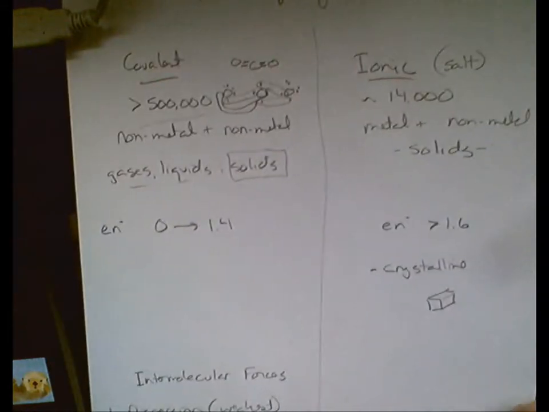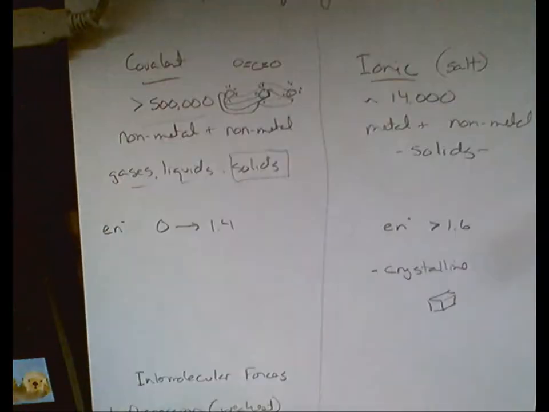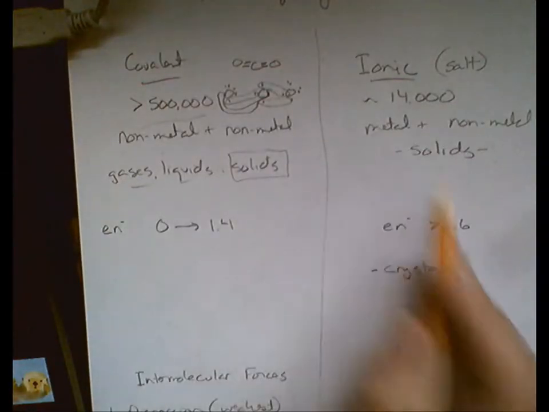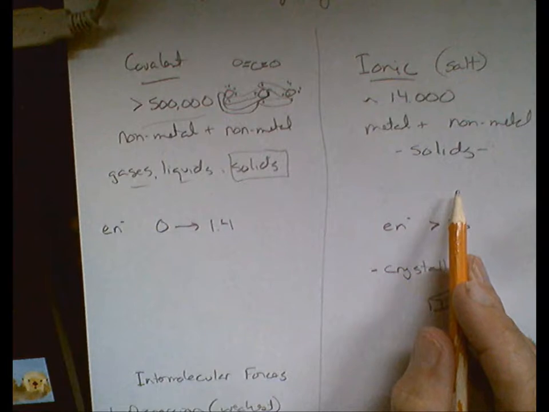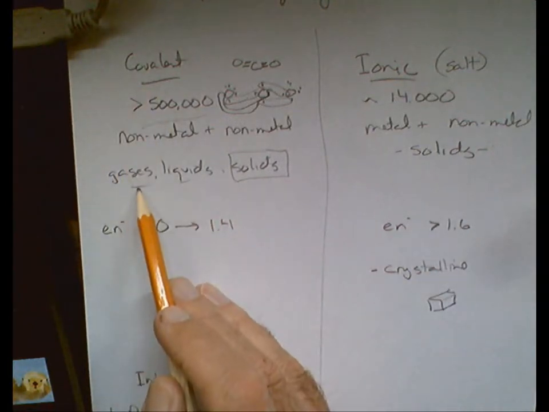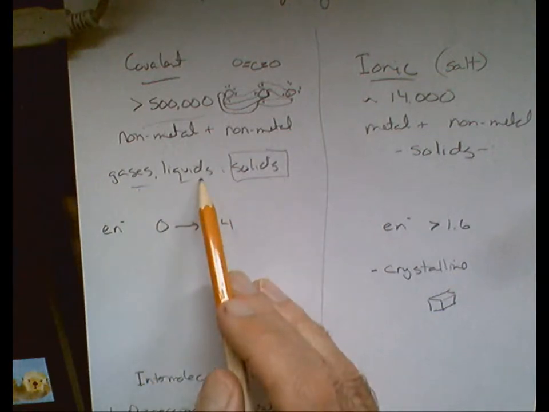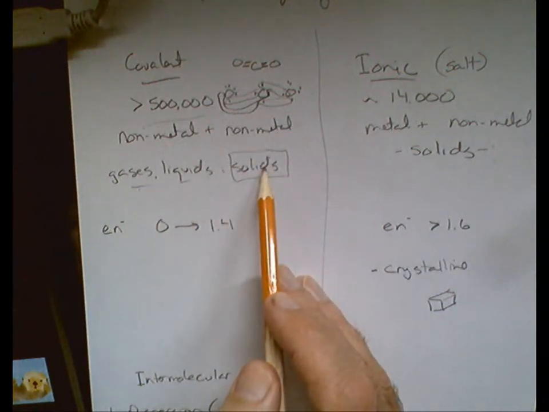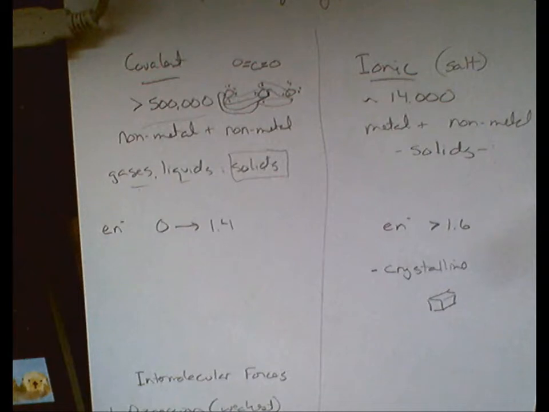Okay, so these are our two major categories right here. These ionics are always solids, well, 99.9% of the time. Covalents can be like gases, like oxygen in the air. They can be liquids like water, or solids like ice. Okay, that's just one example of a solid. Sugar would be another example of a solid.